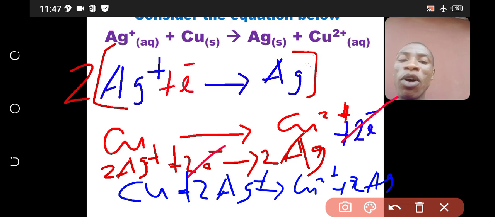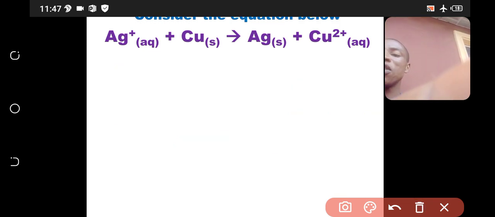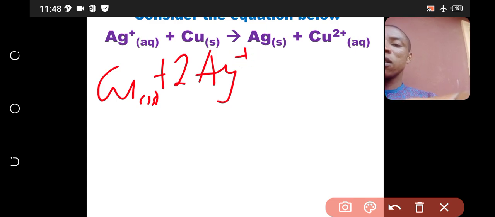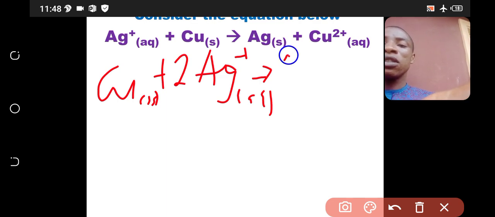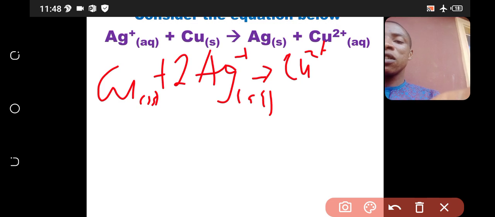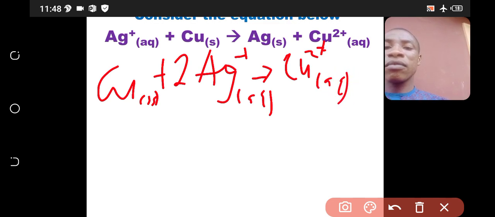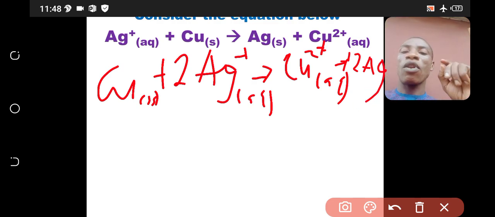So I'm going to write it more neatly now. The balanced equation is Cu solid plus 2Ag+ aqueous, giving us Cu2+ aqueous plus 2Ag. So that will be the balanced equation of that reaction.